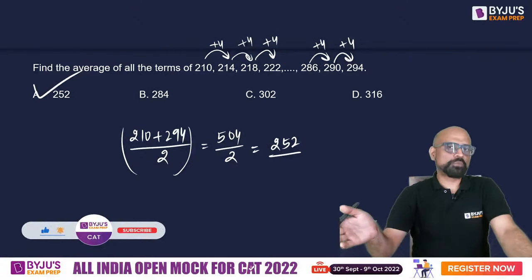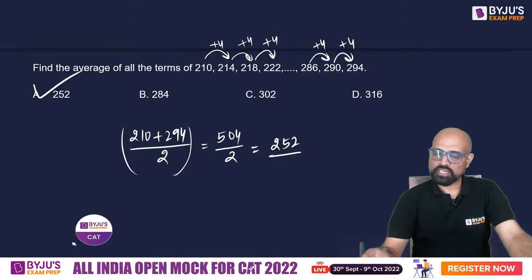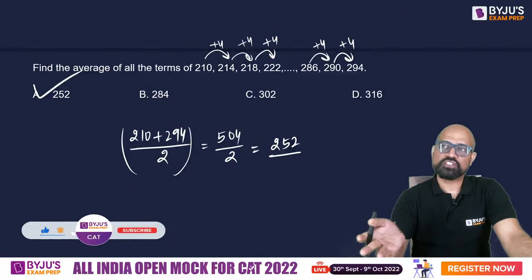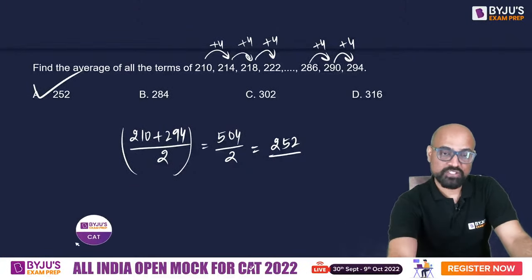It doesn't matter how many terms we are going to have. You can take the average of first and last, you can take the average of second and second last, and so on.